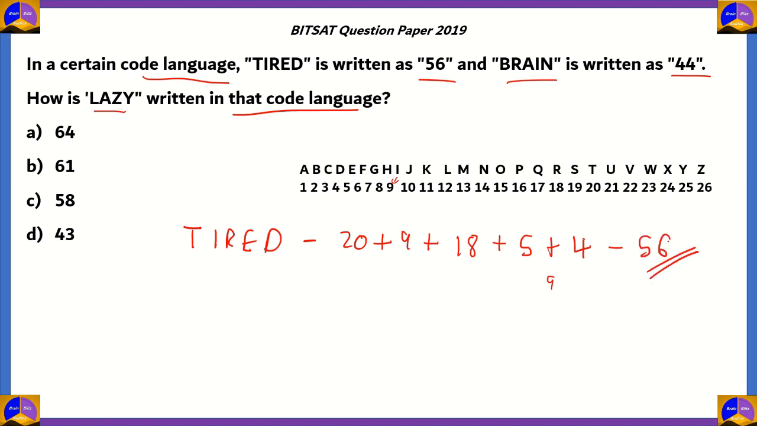So as you can see, we have found out that the code language for each word is the summation of the positions of each letter of that word.